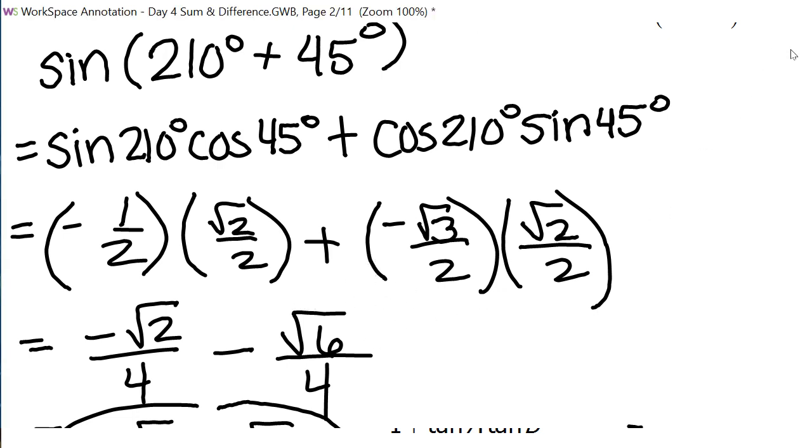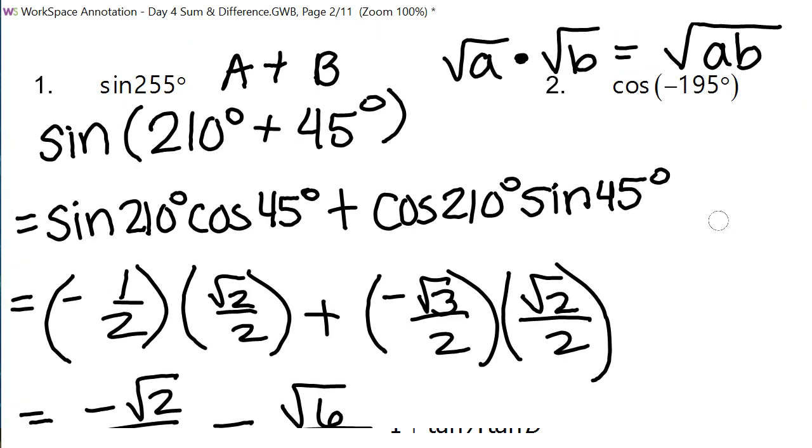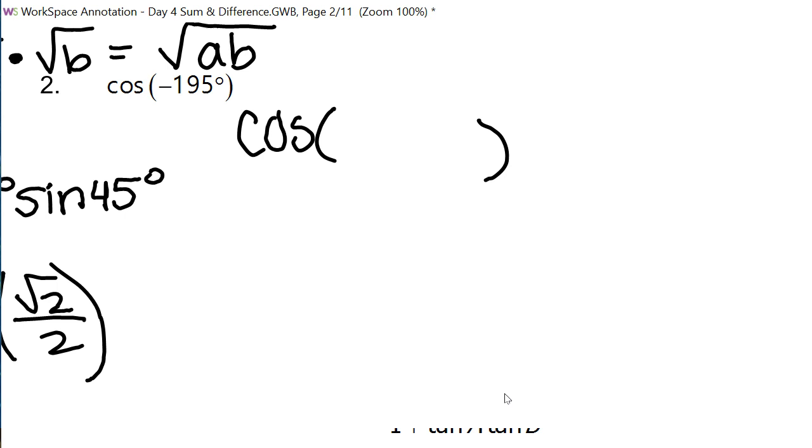Okay, next one, problem number 2. We want the cosine of negative 195 degrees. So we can either add two angles to get negative 195 degrees, or we can subtract two angles to get negative 195 degrees. Now, if it's negative, we probably need to subtract. And what two angles can we subtract to get negative 195 degrees?